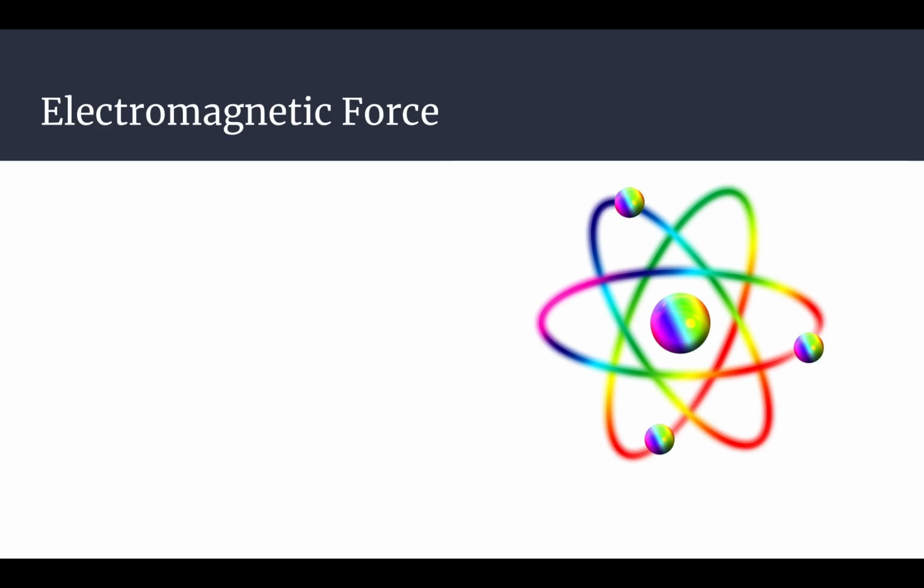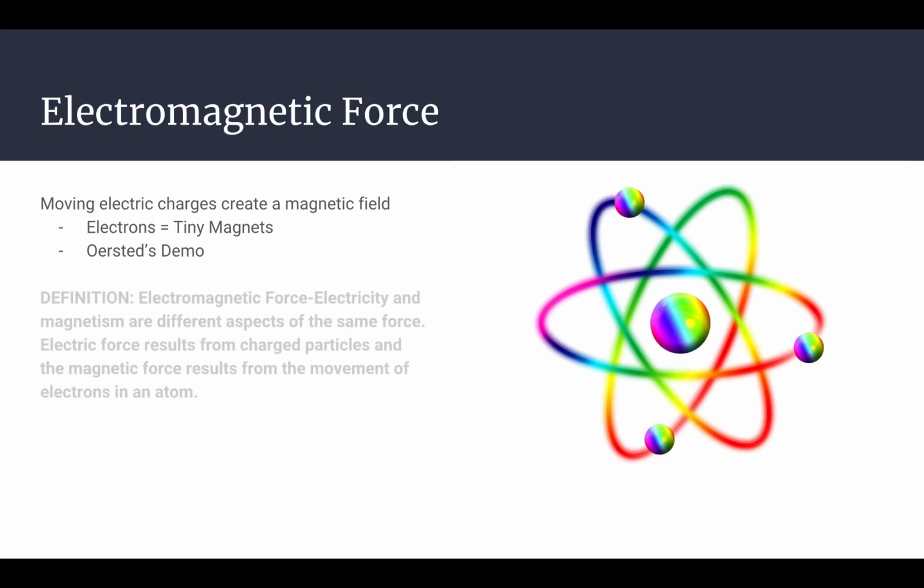So let's talk about electromagnetic force. Moving electric charges create a magnetic field. We know that this is true. We know this from when we were talking about magnetic domains, because electrons act as tiny magnets. We also know this from doing Oersted's demo. Both of these things have shown that moving electric charges create a magnetic field.